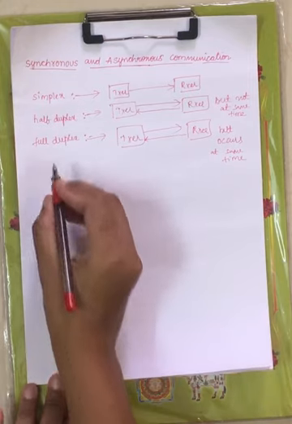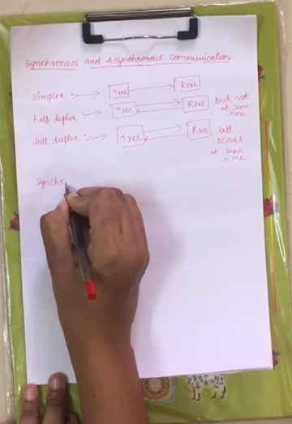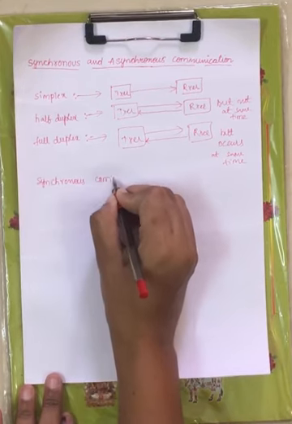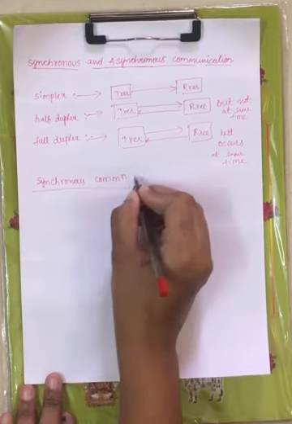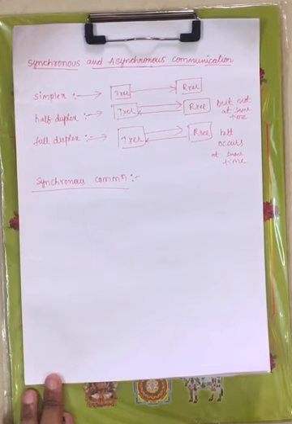Now let us see synchronous communication. First let us see synchronous communication, later we will see asynchronous communication. Let us see the meaning of synchronous communication. These two are serial communication. There are two different types of serial communication: one is synchronous and another one is asynchronous communication.